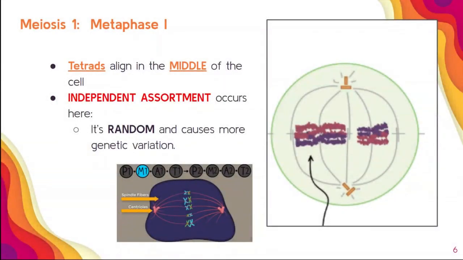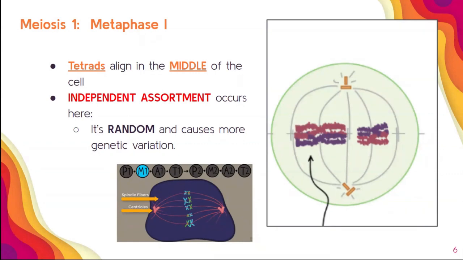Now, with meiosis 1, metaphase 1, so we're now going to M, metaphase. Tetrads line up in the middle. Remember, metaphase, middle. And we use the word tetrads because they're still sort of paired up from where they exchanged fragments. And here's the next part of genetic variation. It's the second and only other part that's specific to genetic variation. Independent assortment occurs here, and it's random.